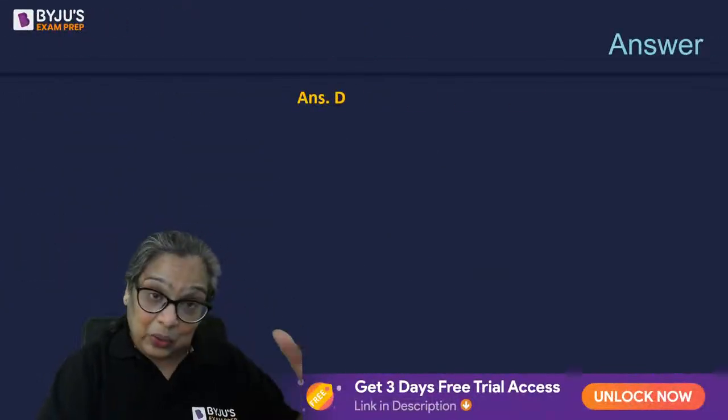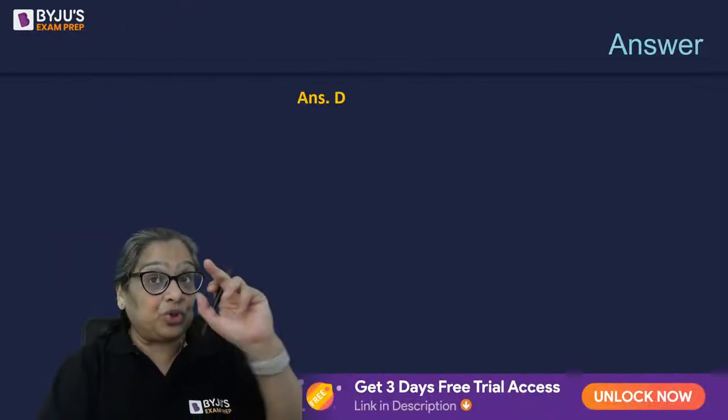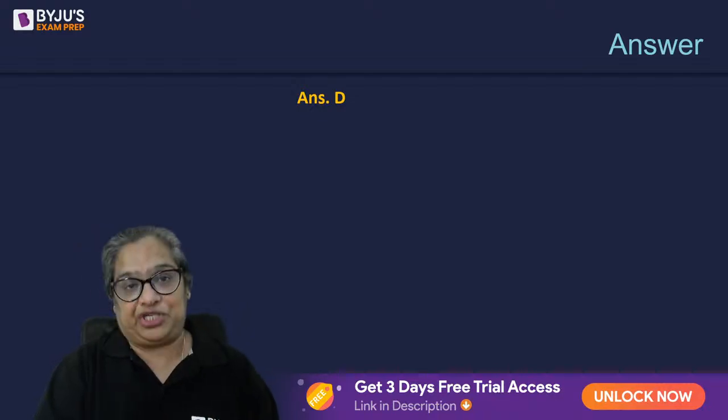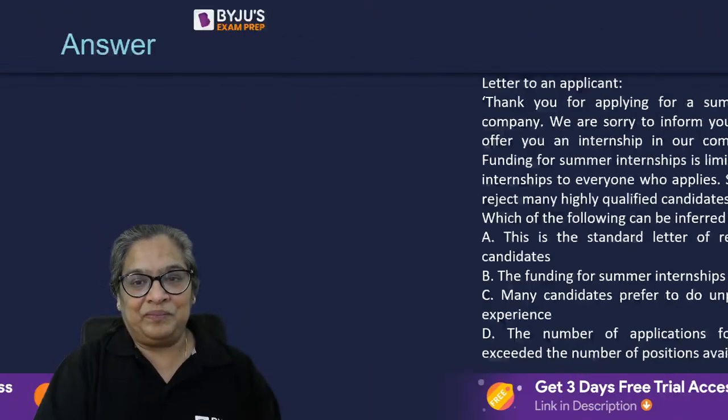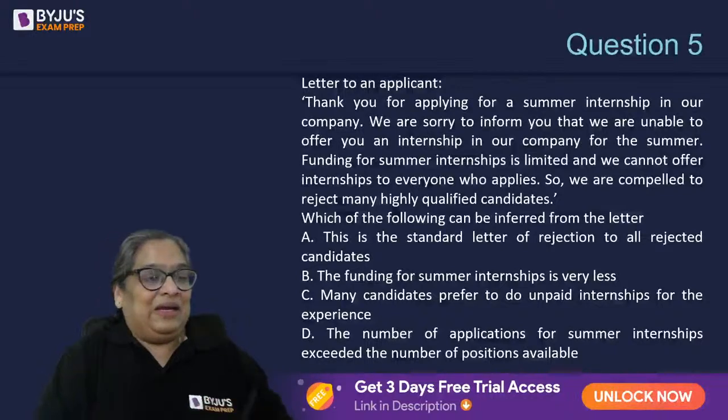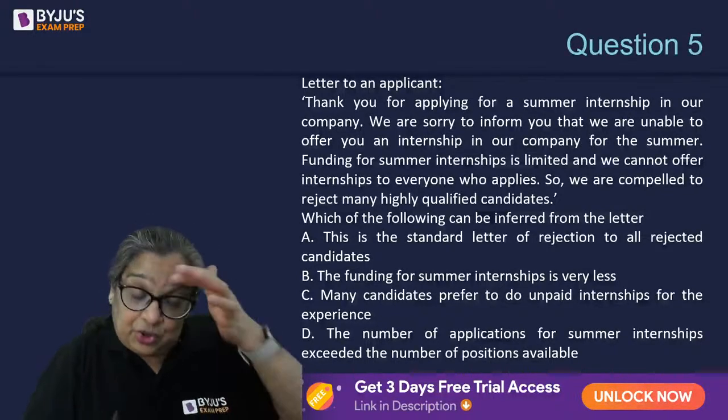C and D are close, but D is the answer because Jyoti has understood Beena is saying it should be there only in apartments. That's why she is saying nahi, private houses mein bhi hona chahiye. Got it? All right. Let's look at the last question of the day.